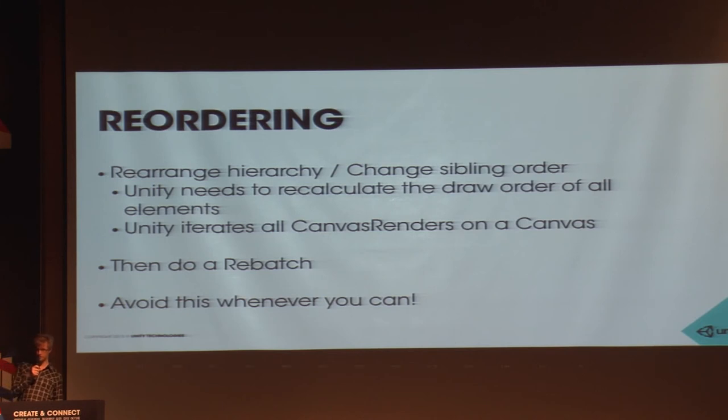Another thing that can cause rebatching is if elements in the hierarchy are reordered. One example of this is if UI elements get a new parent object. And another example is if multiple UI elements with the same parent are reordered to a different sibling order. In both cases, Unity needs to iterate over all the elements and then do a rebatch. And this is a slow process, so this should be avoided when you can.